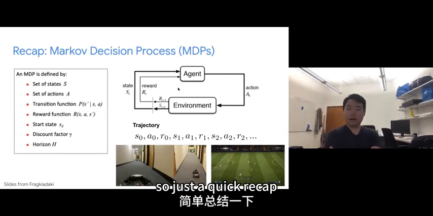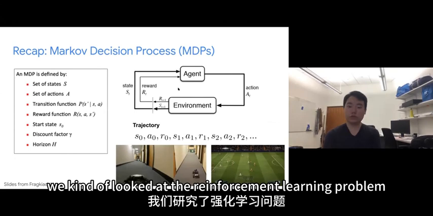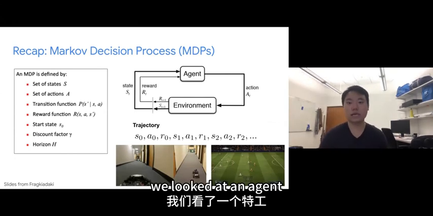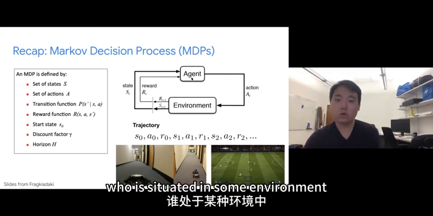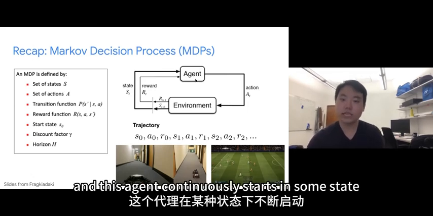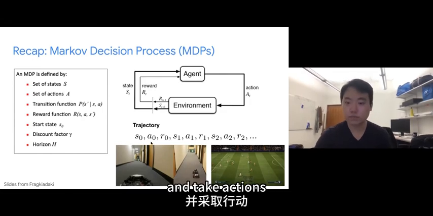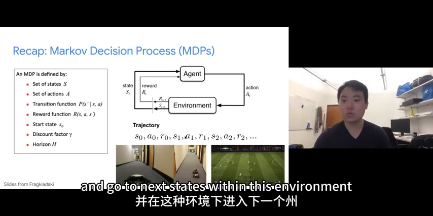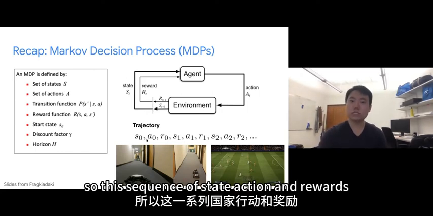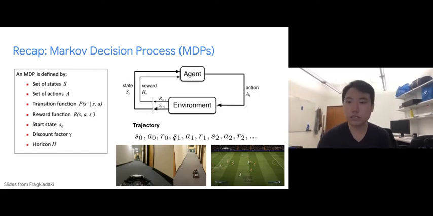So just a quick recap. Last week, we kind of looked at the reinforcement learning problem. We looked at an agent who is situated in some environment, and this agent continuously starts in some state and takes actions and observes rewards and goes to next states within this environment. So this sequence of state, action, and rewards is known as its trajectory.